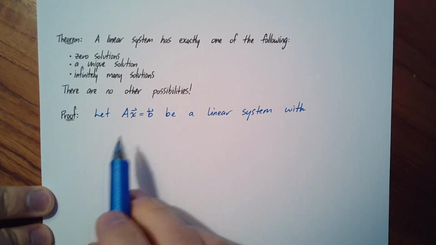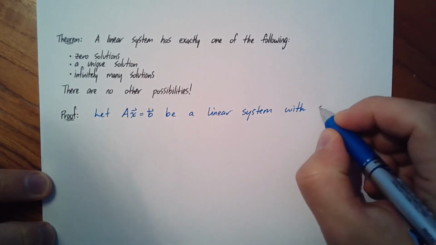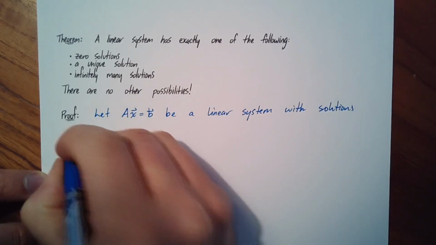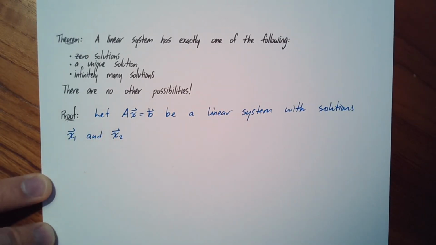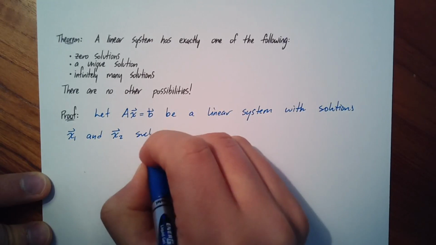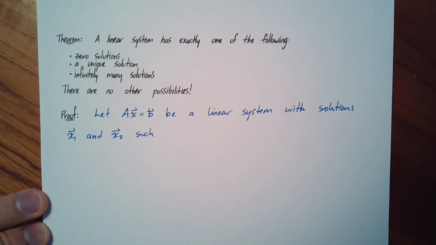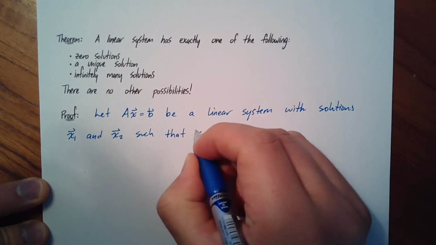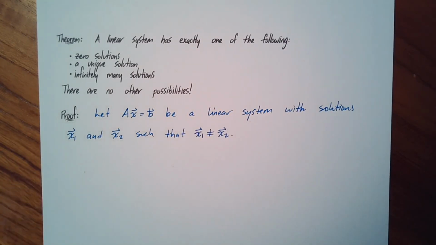So let this be a linear system with solutions x1 bar and x2 bar such that, and let's be really careful here, we want to rule out the possibility that we've just found the same solution and given it two separate labels. So we're going to say such that x1 bar is not equal to x2 bar if you compare them as matrices of values.